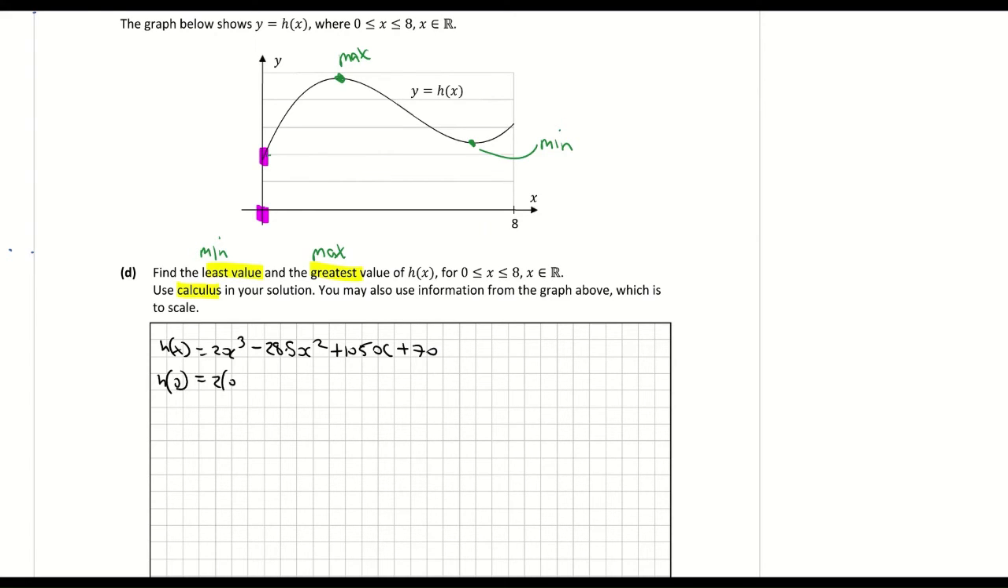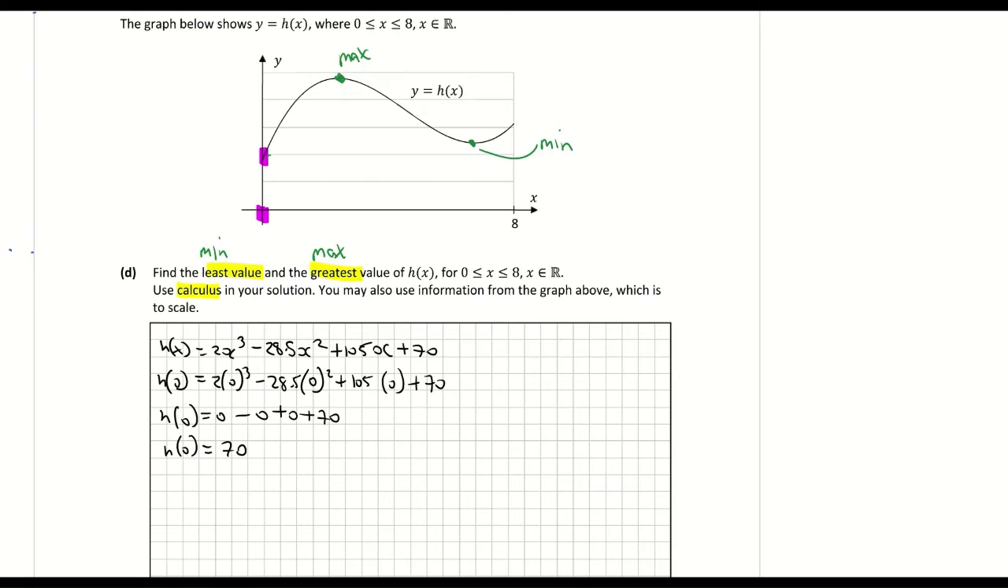So 2 times nothing cubed minus 28.5 times 0 squared plus 105 times nothing plus 70. So this is going to give me 0 minus 0 plus 0 plus 70. So the lowest point, or the least value, is going to be at h of 0, which is 70. So that's my least value. So that's my first one found. That's my least value of h of x.